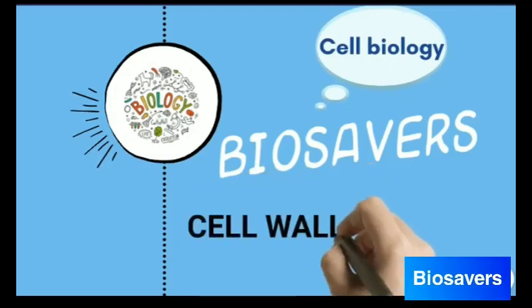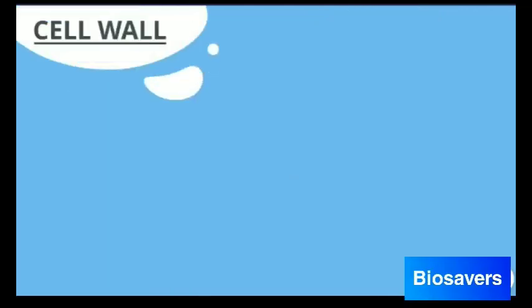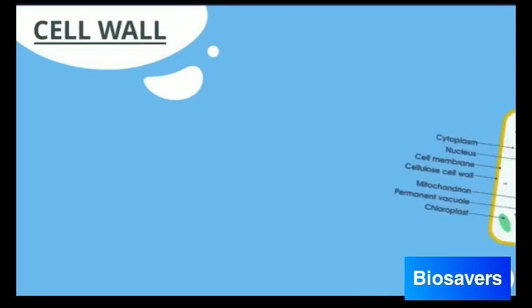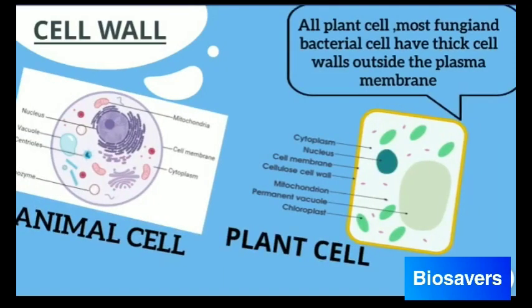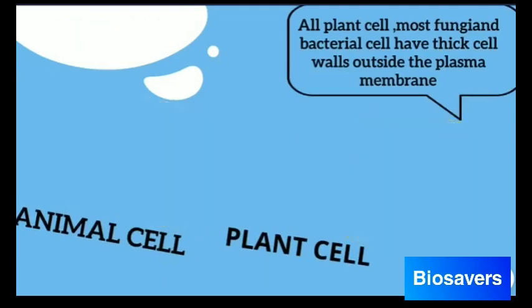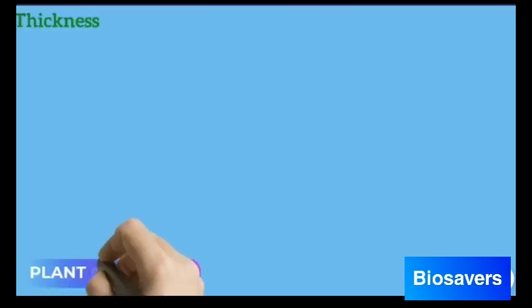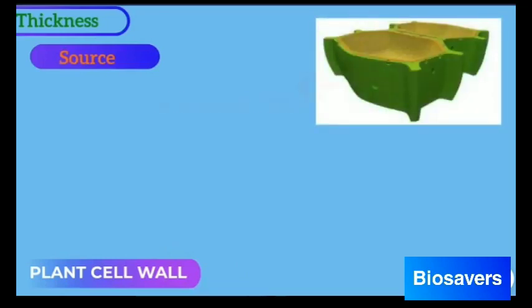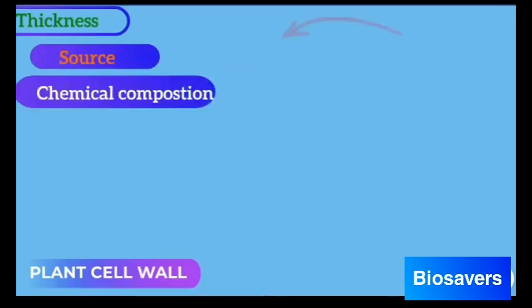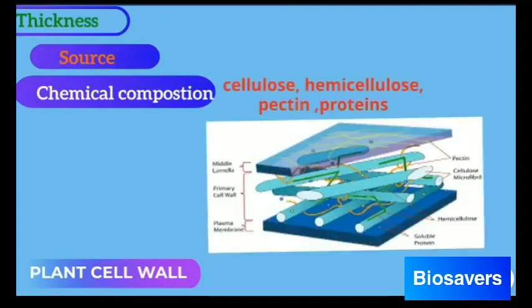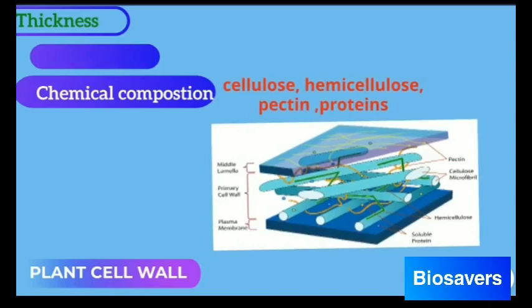So let's get started. Cell wall is the main feature or organelle that distinguishes plant and animal cells. It is present in all plant cells, most fungi and protists, while animal cells lack the cell wall. Looking into the plant cell wall, its thickness ranges from 0.1 micrometer to 10 micrometer, and it is secreted by the cytoplasm. It is mainly composed of four chemical constituents: cellulose, hemicellulose, proteins and pectins.